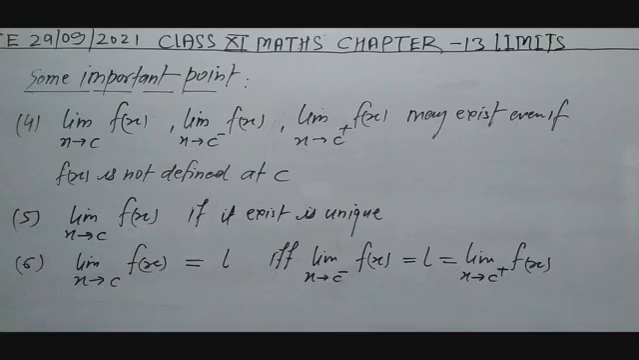Now come to the fifth point. The fifth point is limit x tends to c f(x), if it exists, it will be unique, and unique will be a number. Then limit x tends to c f(x) is equal to L if limit x tends to c minus f(x) is equal to L and is equal to limit x tends to c plus f(x).